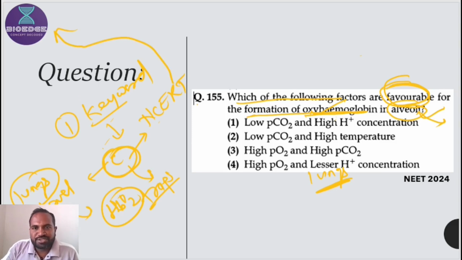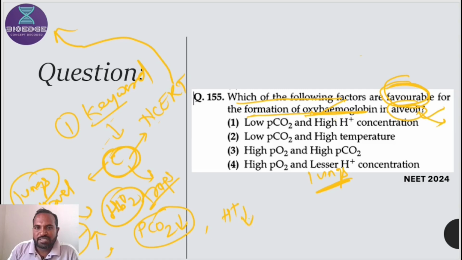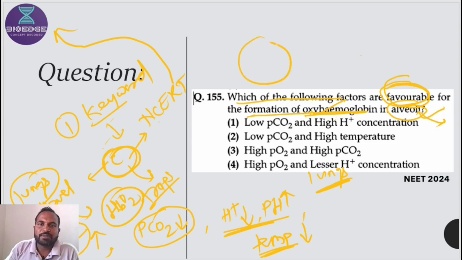Let's solve this question. At the lungs level, there would be high partial pressure of oxygen. As you know, there is a high partial pressure of oxygen. Partial pressure of CO2 is low at the lungs level, and then H+ ion concentration is less. That's why pH is high at the lungs level. So there is an inverse relation between pH and H+ ion concentration. And then temperature is low at the lungs level because there is no catabolic metabolism. At a cellular level, there is catabolism. That's why high pressure.